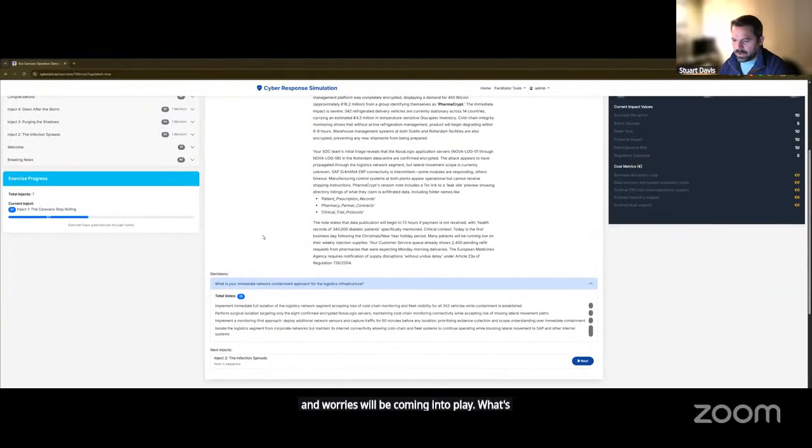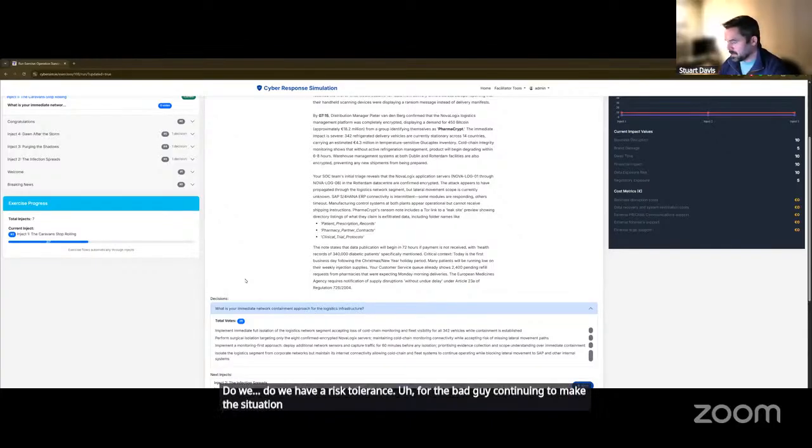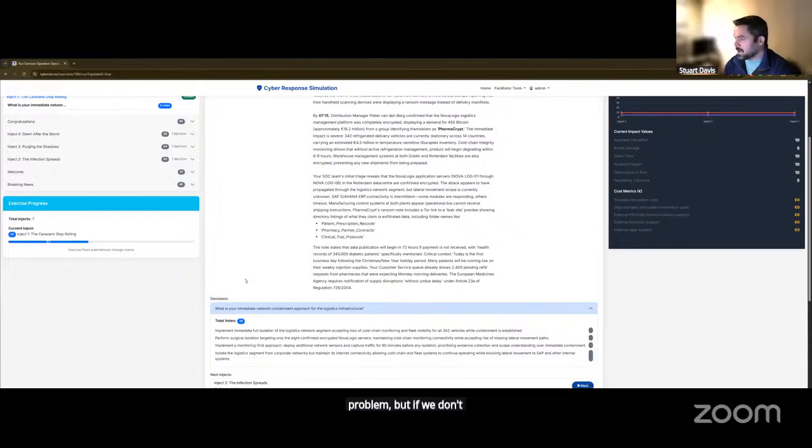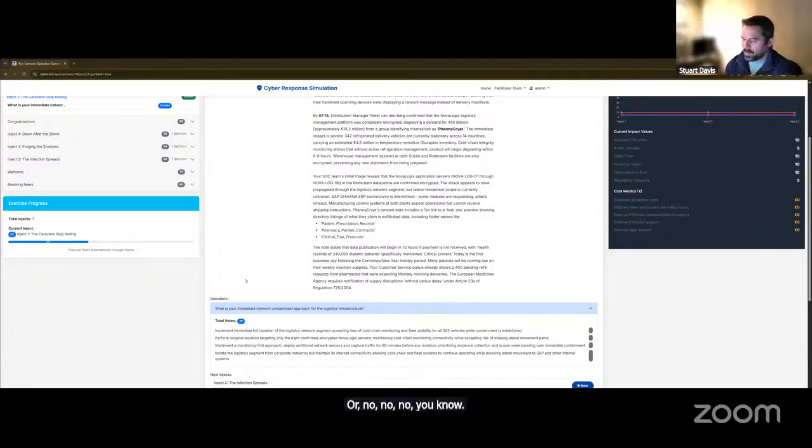What's really a question here is, do we have a risk tolerance for the bad guy continuing to make the situation worse? They've made a bad problem, but if we don't shut everything down, they could make it even worse by stealing even more data. So do we have a view of kill it all, stop the bleeding completely, or no, operations is more important, we'll figure out all the data leakage afterwards. And that's the competing concerns that we have.